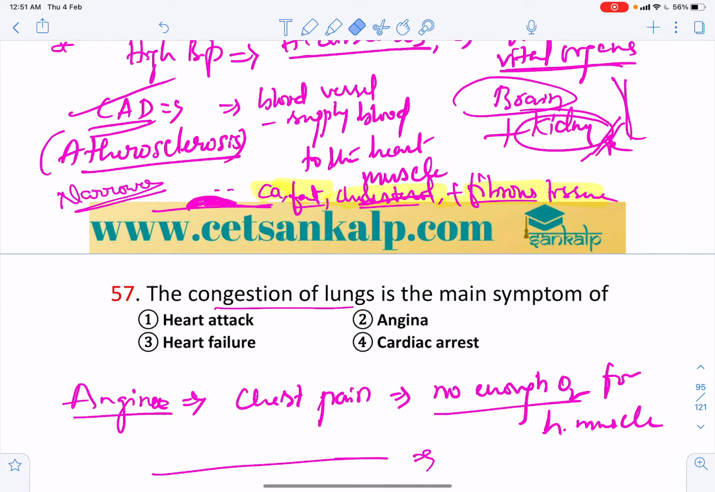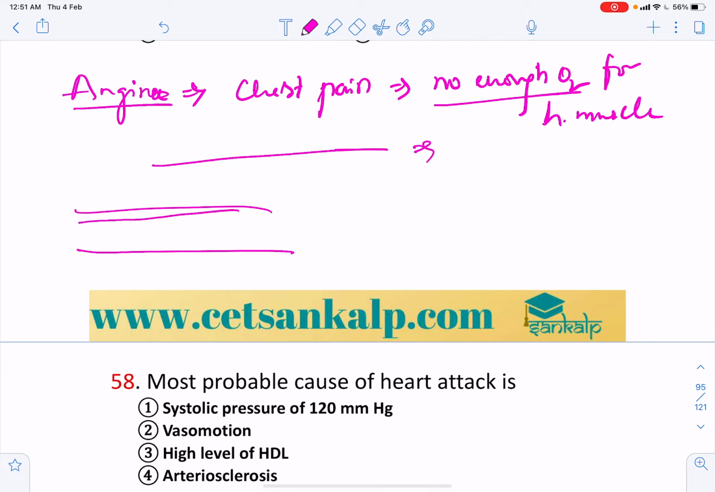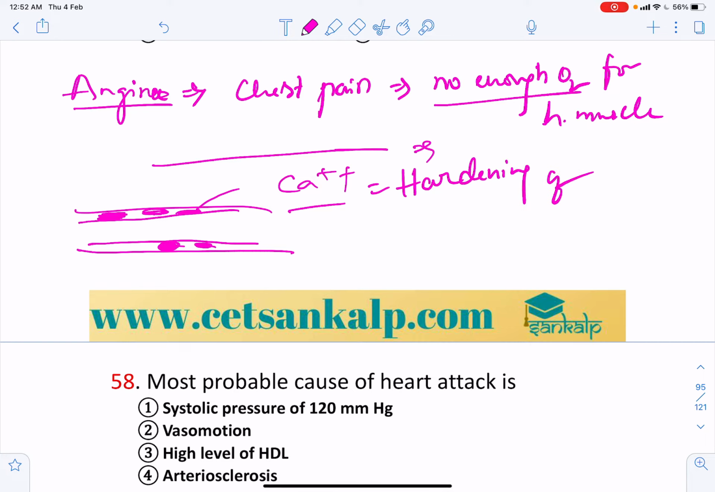whereas in this case, if you consider this is a wall layer, so here in this wall layer the calcium deposits, where there is thickening of the arterial wall. That is completely due to calcium. You can say the calcium deposition is in the wall of the arteries, not in the lumen, and that leads to hardening of the artery. This is very, very important. This is called arteriosclerosis.